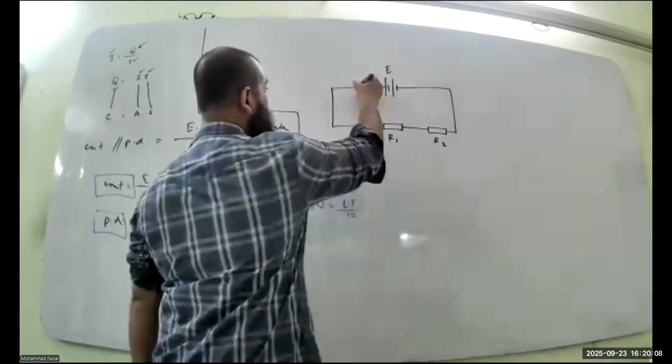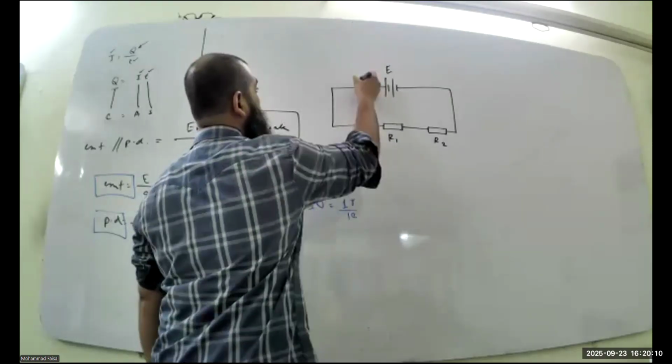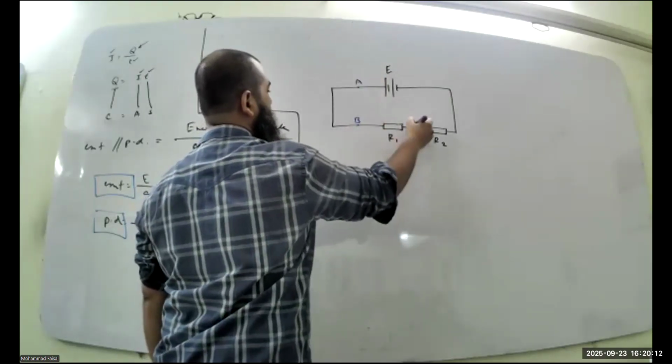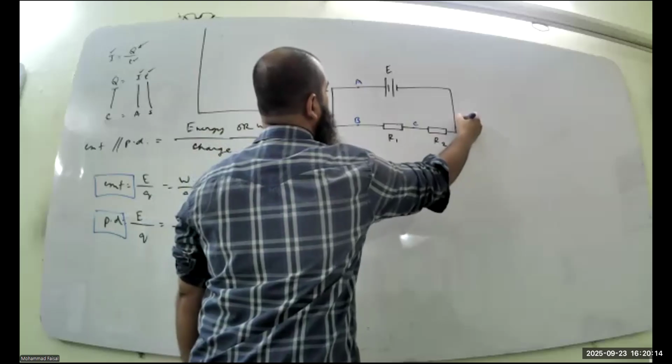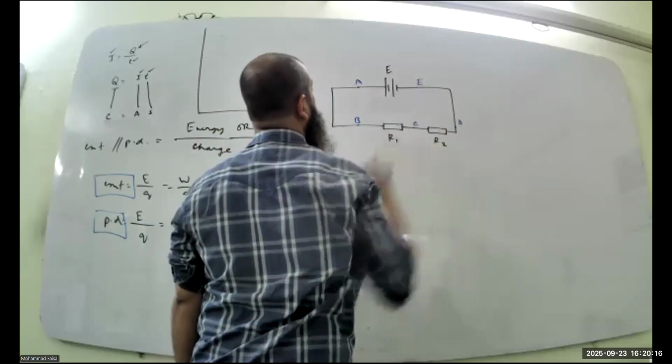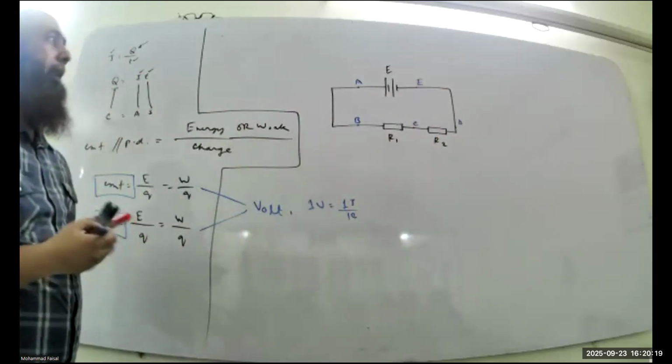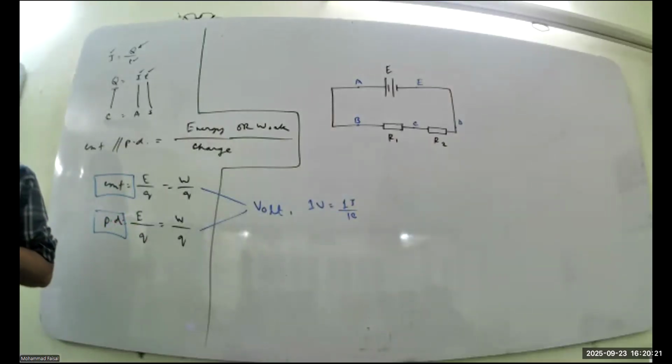For example, if we want to measure the PD that exists in the circuit in different points, let's say point A, point B, point C, point D, point E. What would be the PD between point A and B? What is the PD between point A and B?